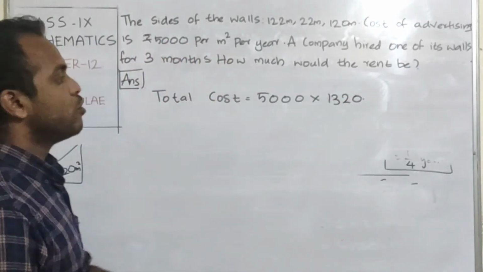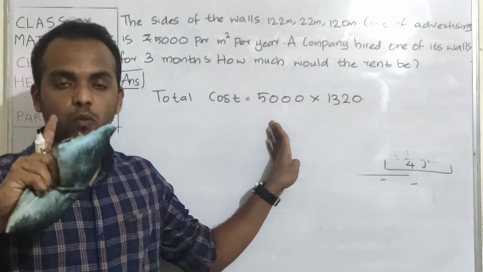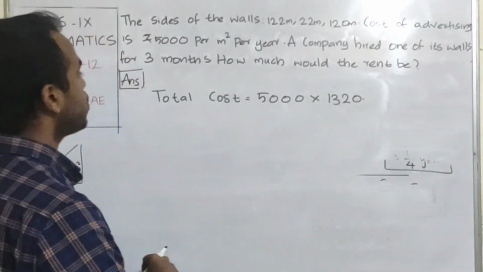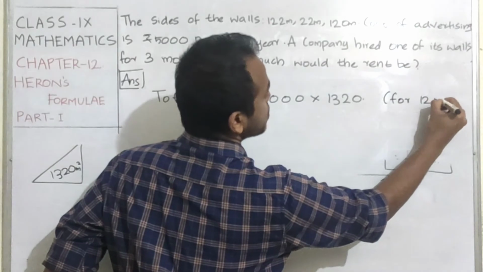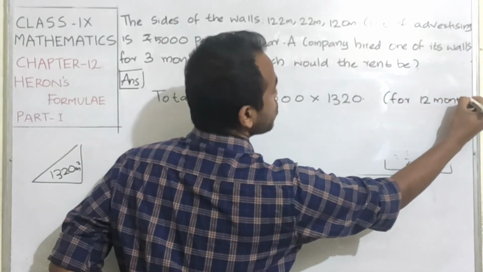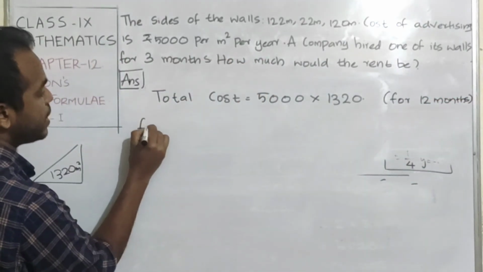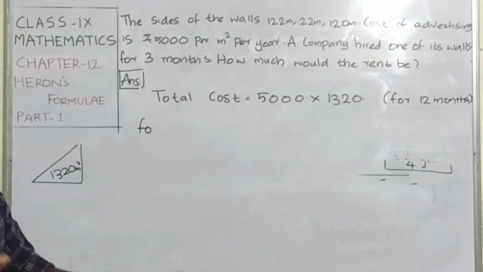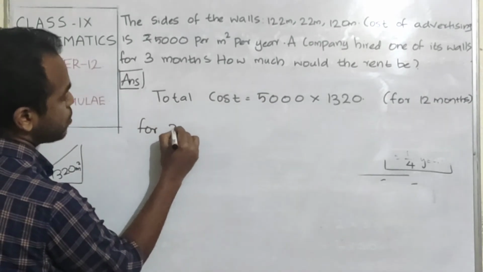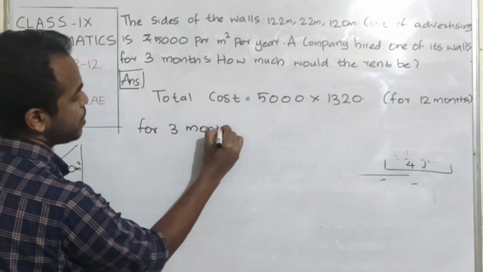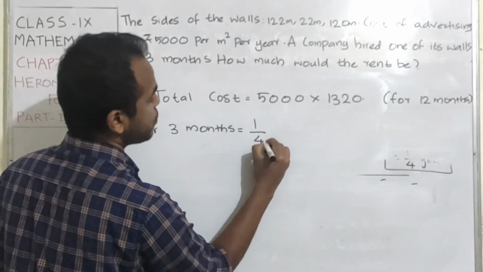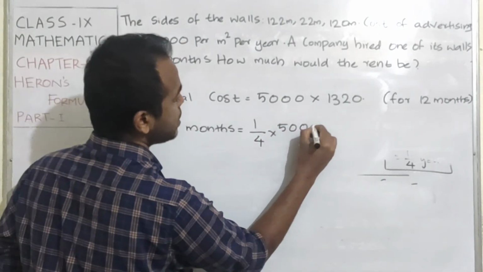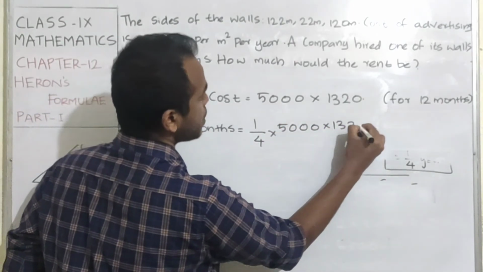1320. Now, this is the cost for 1 year, but the cost of how many months do we need? For 12 months this is the cost, but we need to find the cost of advertisement for only 3 months. So we can write for 3 months, that is how many years? 1 by 4 year. That is 1 by 4 times 5,000 times 1320.